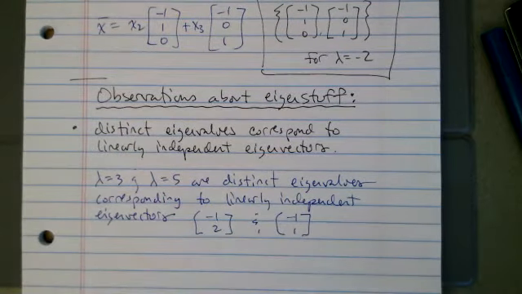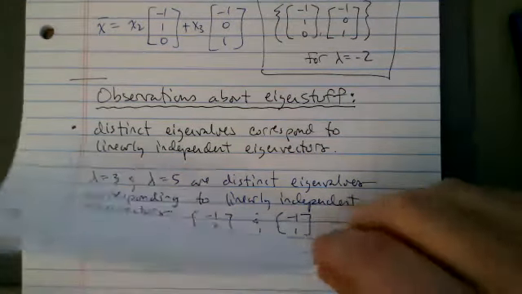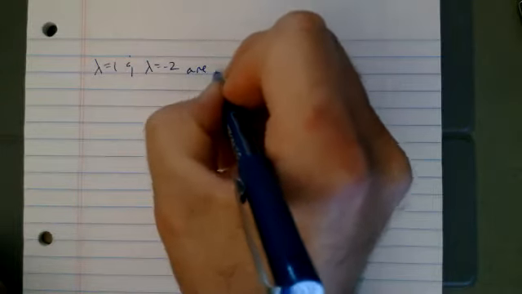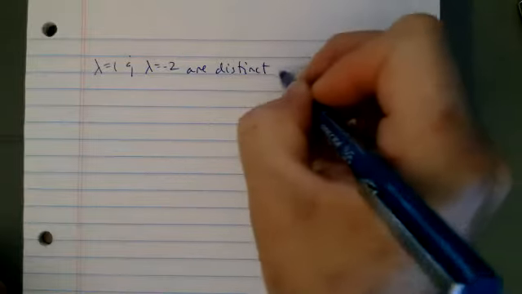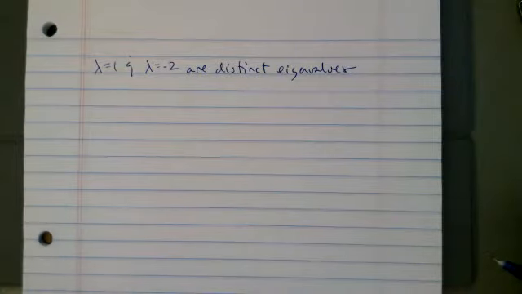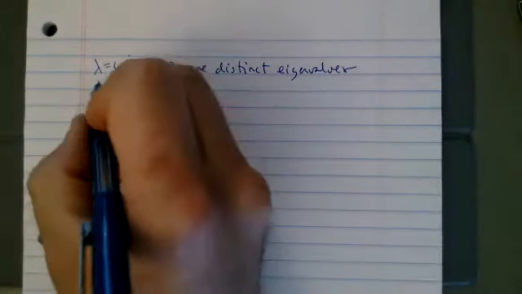We also saw in matrix B that we had distinct eigenvalues and they corresponded to linearly independent eigenvectors. So change pages. We had lambda equals 1 and -2. Lambda equals 1 and lambda equals -2 are distinct eigenvalues corresponding to linearly independent eigenvectors.